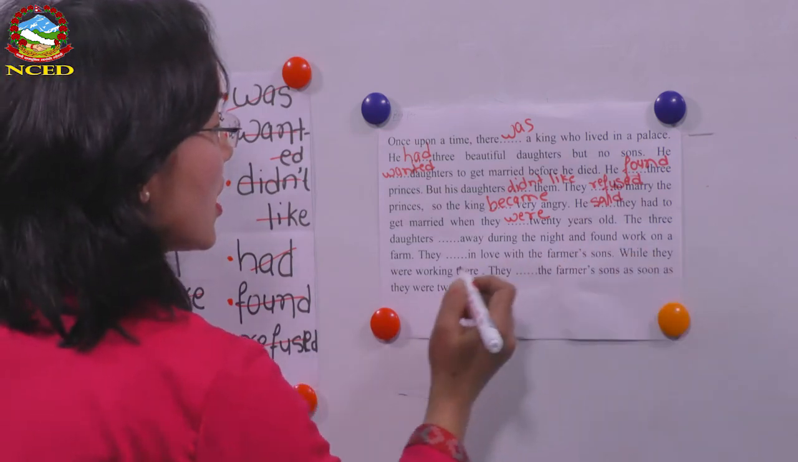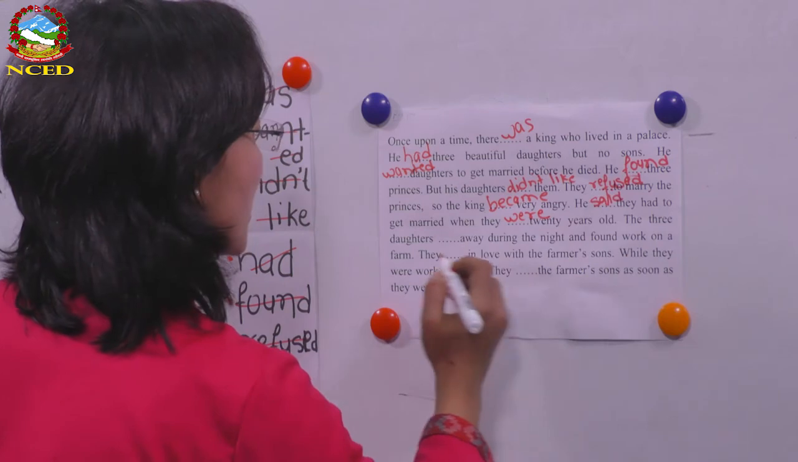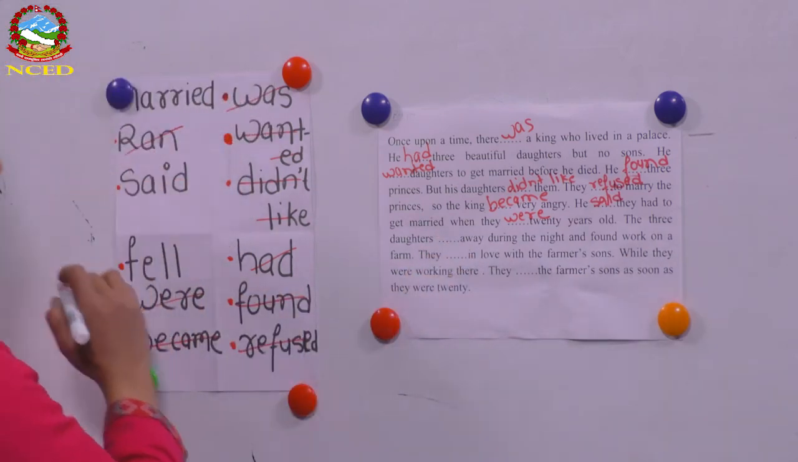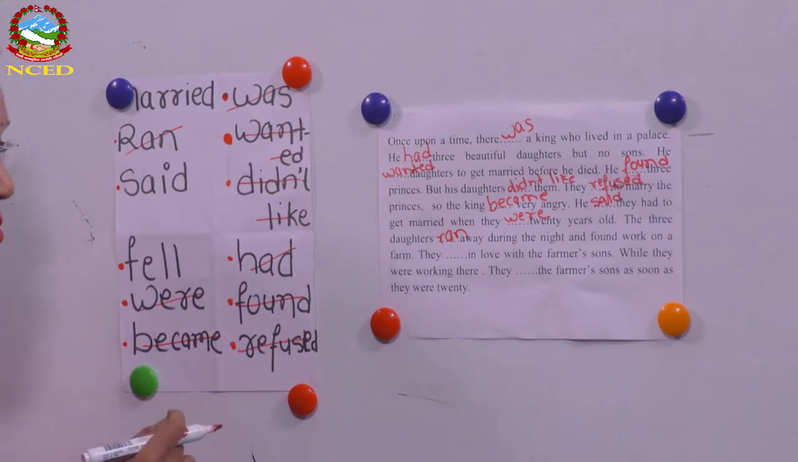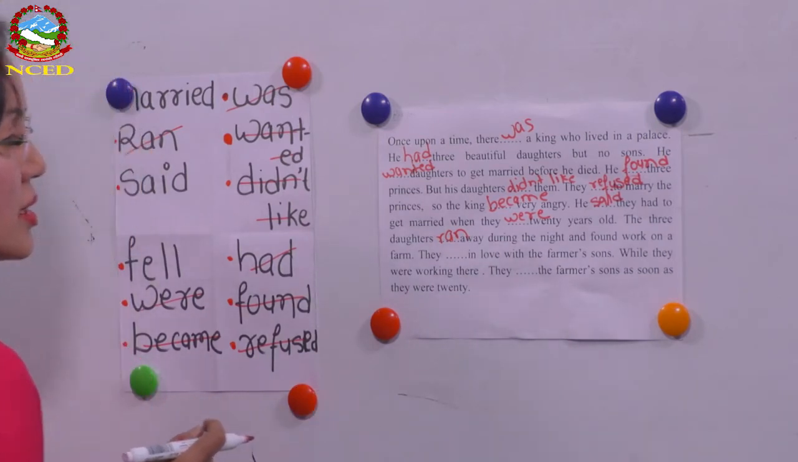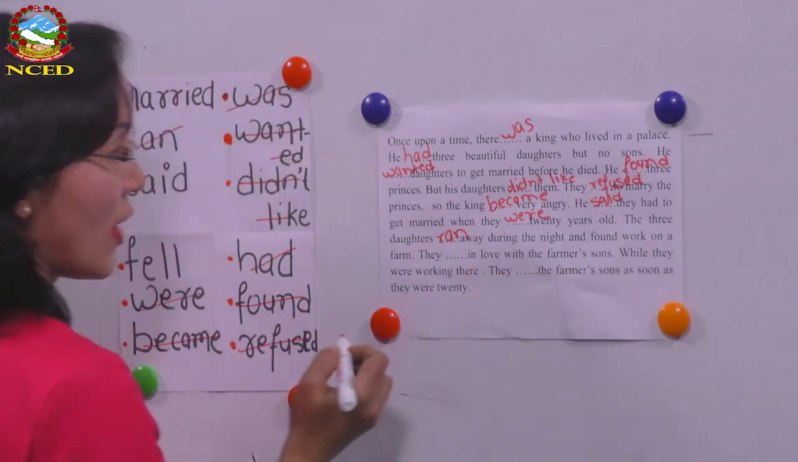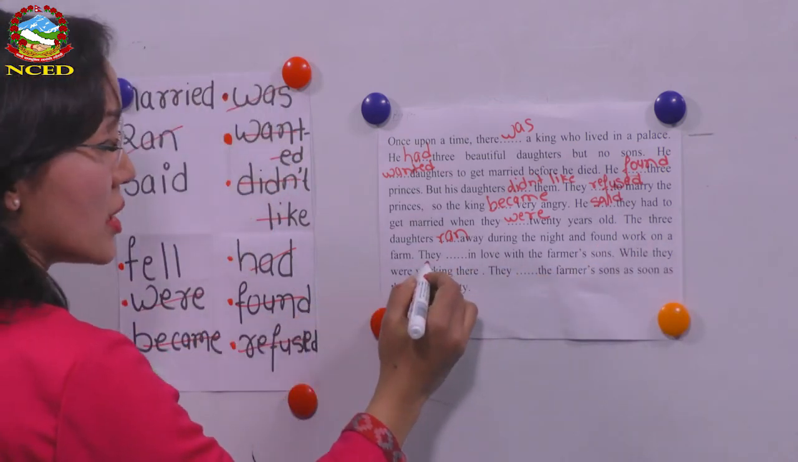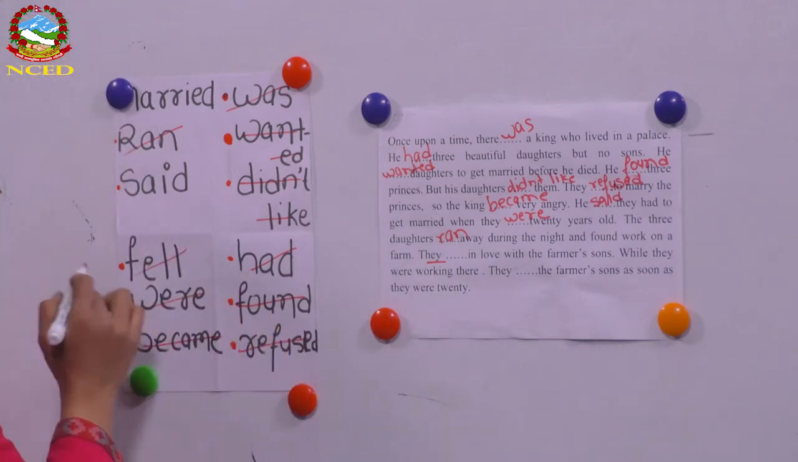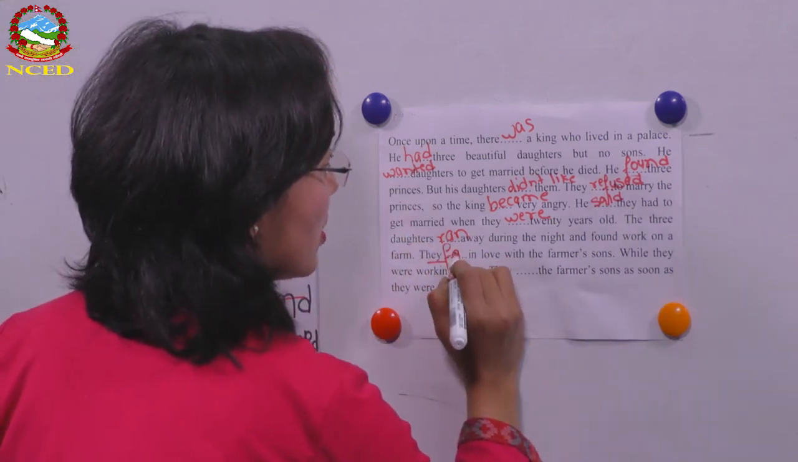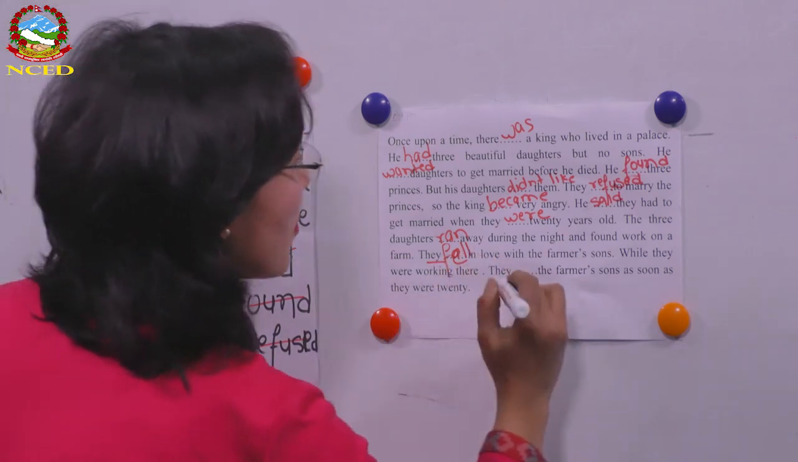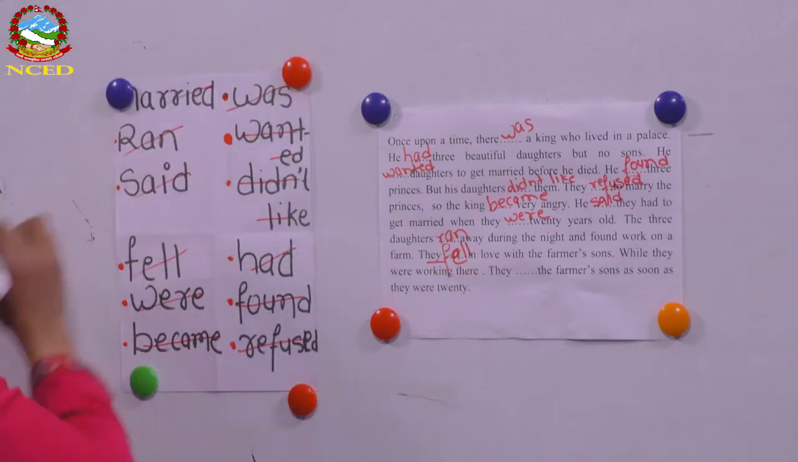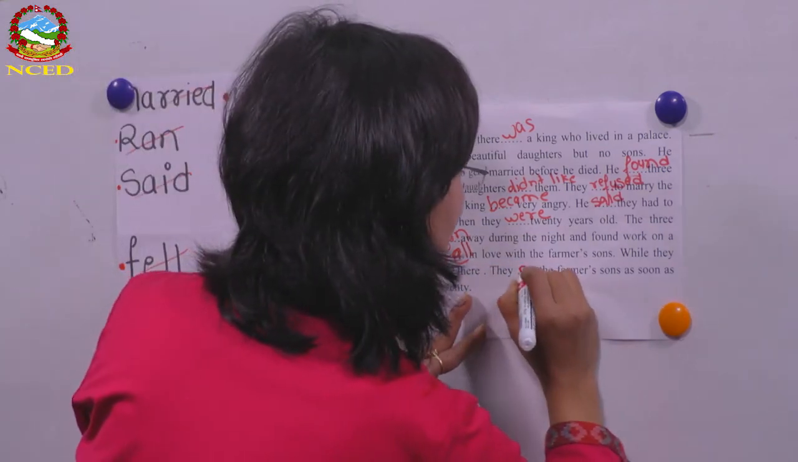So what did they do? Now they saw no option, then what did they do? The three daughters, what did they do? They ran away during the night and found work on a farm. They started working on a farm, and then what did they do? They fell in love with the farmers' sons. While they were working there, they married. Now we have no other options left. They married the farmer's son.